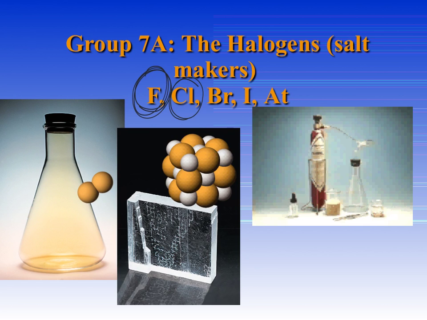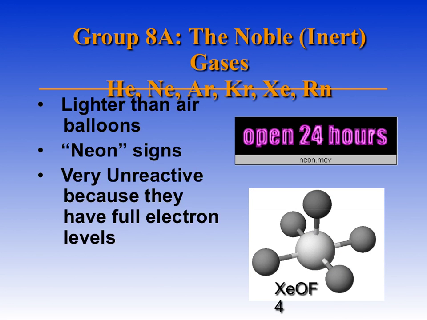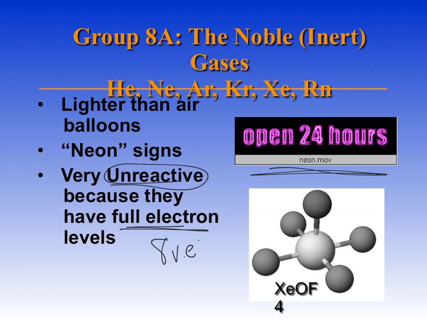Chlorine is actually by itself a poisonous gas, but when it bonds together with sodium, it makes table salt. Bromine and iodine are also some of the halogens there. And then finally we have what are called the noble gases. These guys are very unreactive. They have the full 8 valence electrons, and so they don't react. A lot of times they're used in signs as well as an insulator in double pane windows.